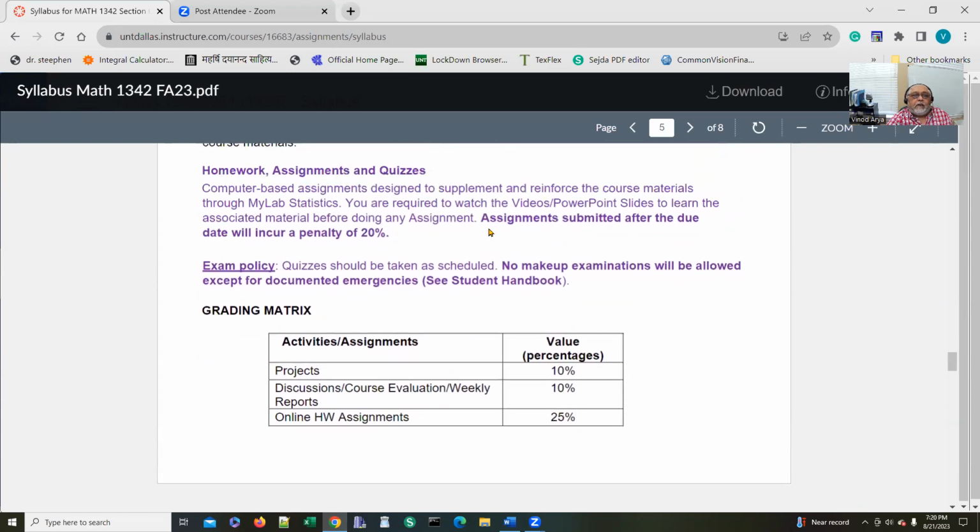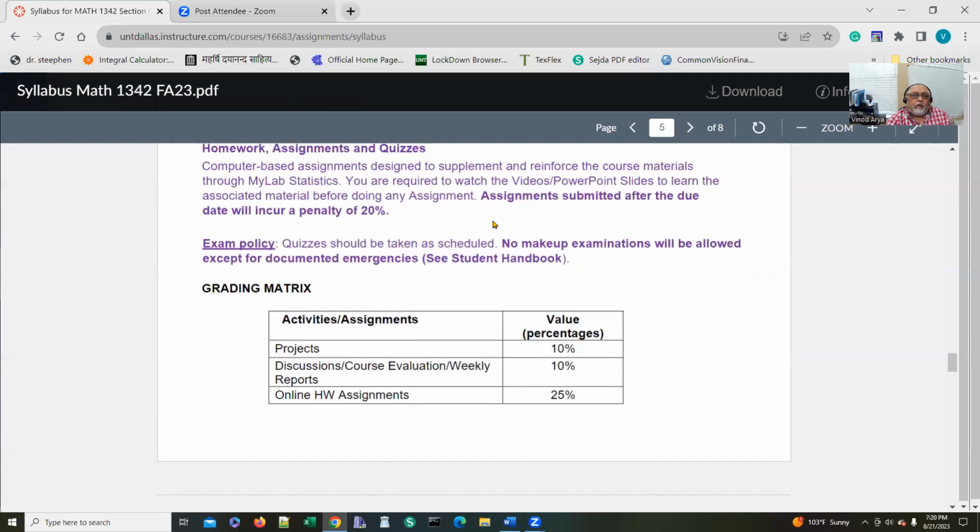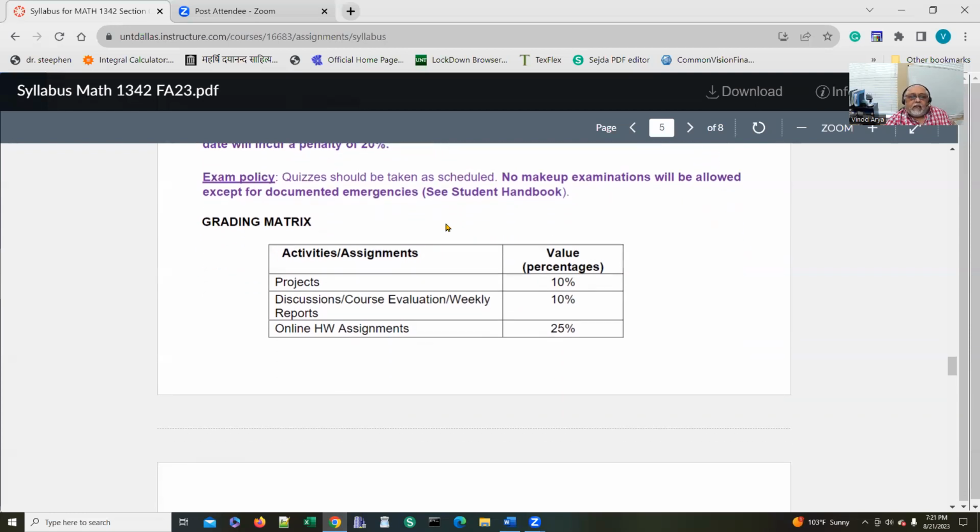Now, if you submit a homework assignment after the due date, there will be a penalty of 20%. So I do not want you to get a zero if you missed an assignment for some reason that you did not foresee, or if there was some small situation you couldn't do it. But I should be informed quickly and prior to the homework, so that I could take care of that.